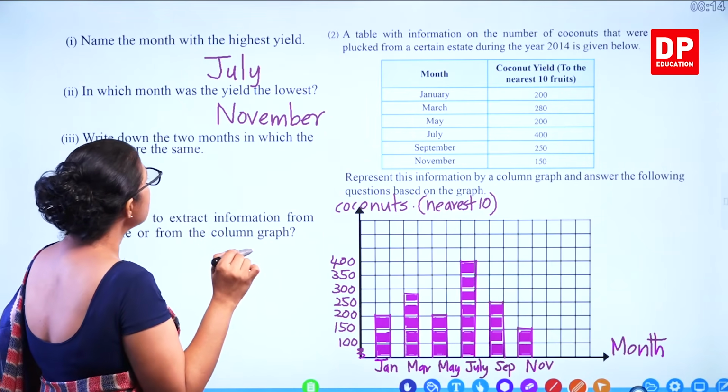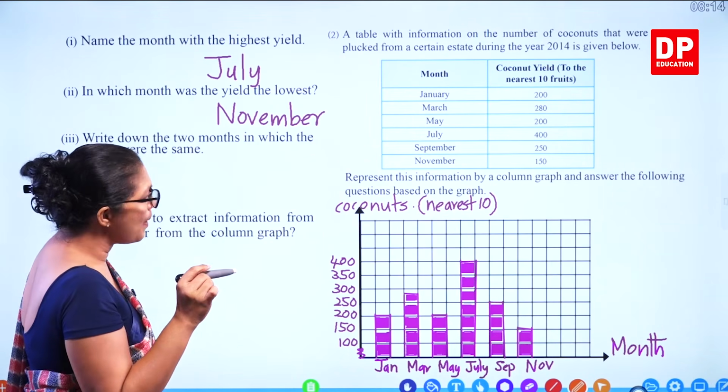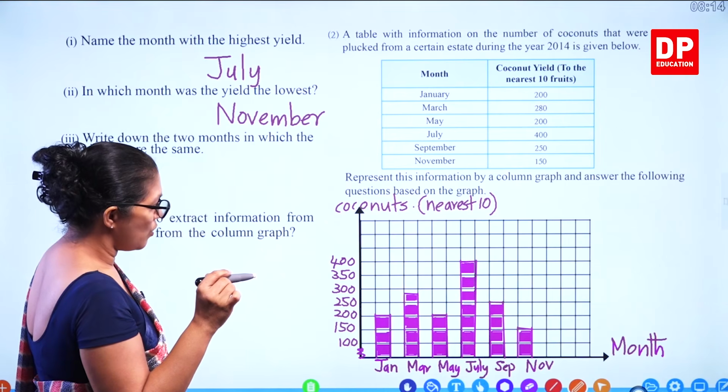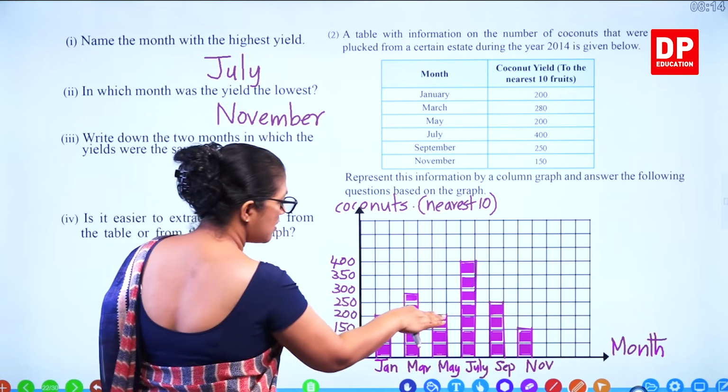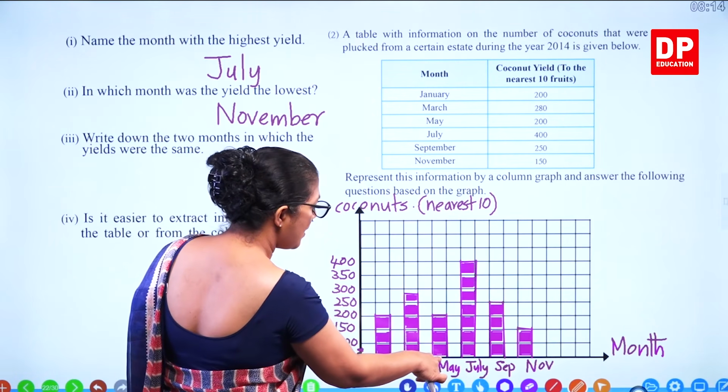Write down the 2 months in which the yields were the same. You get the same here, January and May.